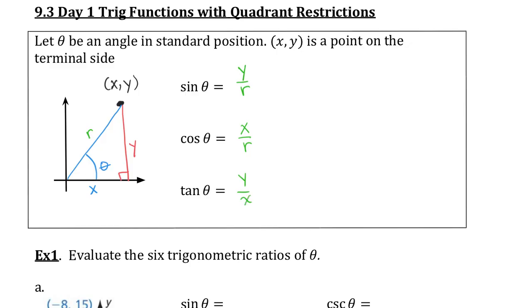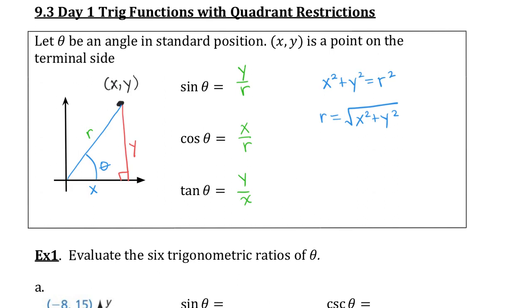Okay, now I can get the x and the y from the ordered pair. The r is different. I need to figure out the r. So the r is based on the Pythagorean theorem. The Pythagorean theorem, according to this triangle, says that x squared plus y squared equals r squared, and then I would square root both sides. And then I end up getting that r is the square root of x squared plus y squared. So if I knew x and y, I could get all the other values from that ordered pair.